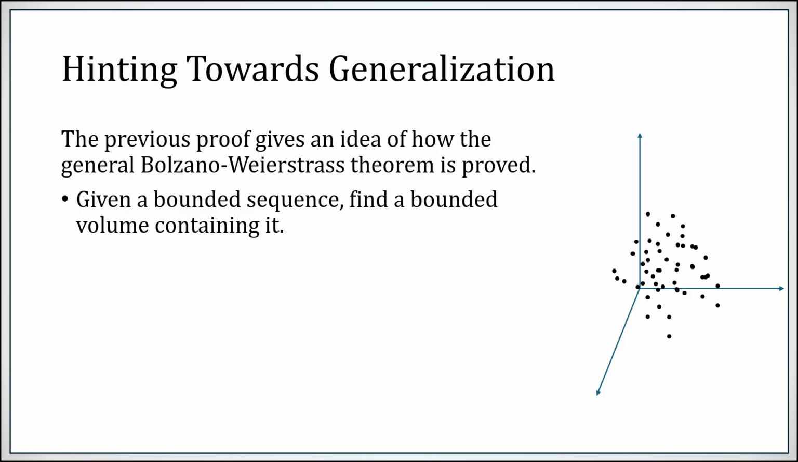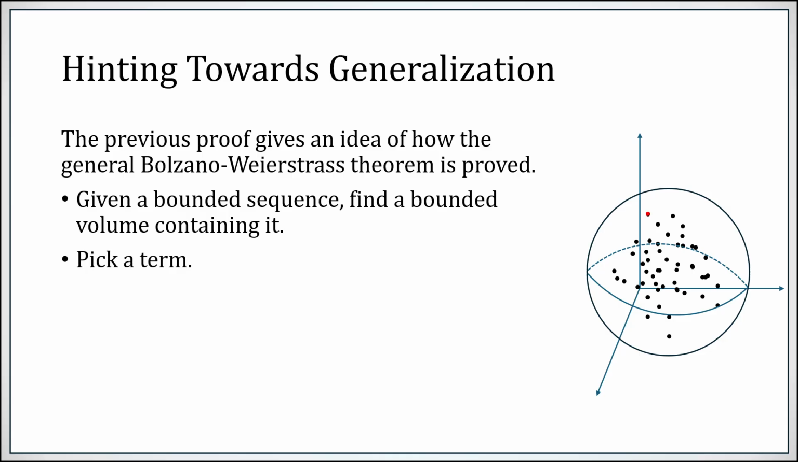But if it's a bounded sequence, what that means is there's a nice bounded volume that encompasses everything. So this sphere of finite radius includes every term of the sequence. We're now going to do a very similar inductive procedure. First, pick something. Just start your procedure somehow. Pick a term of the sequence.